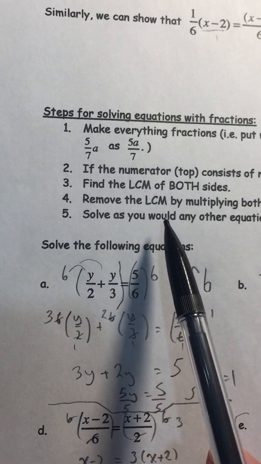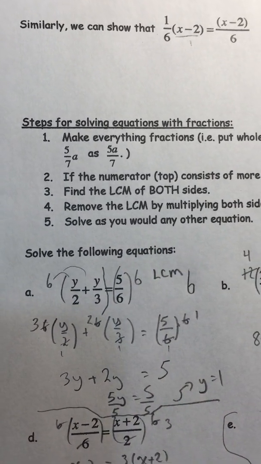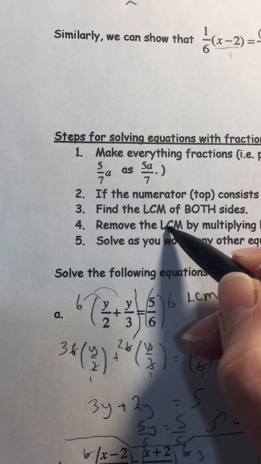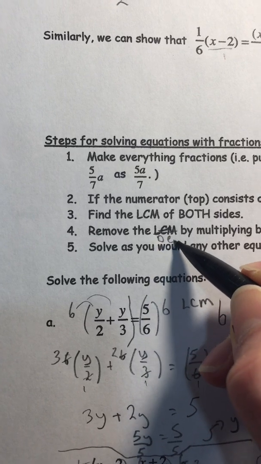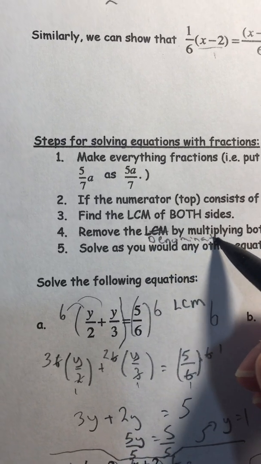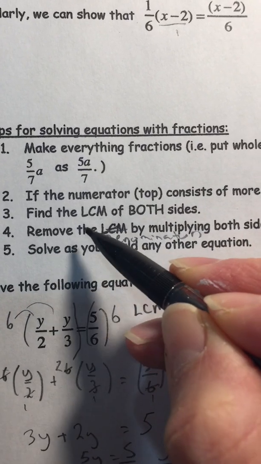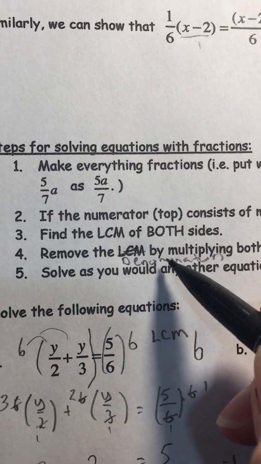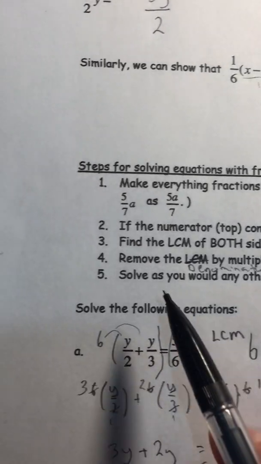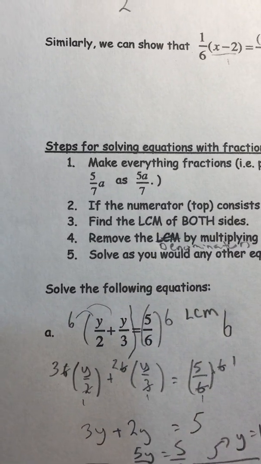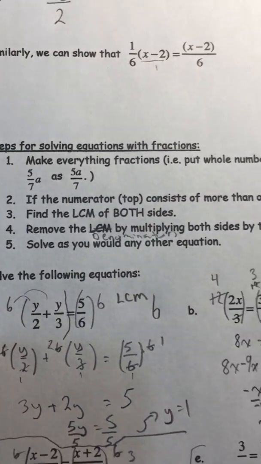Hang on. Oh, I've said that wrong. Remove the denominators, that should say. I'm not writing it very well. That word should say remove the denominators by multiplying both sides by the LCM. That's going to cancel all denominators away, and then you continue solving as you would any other equation.